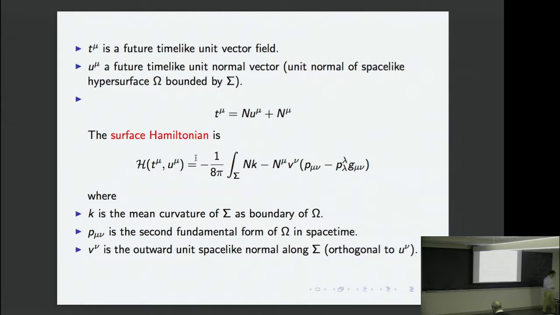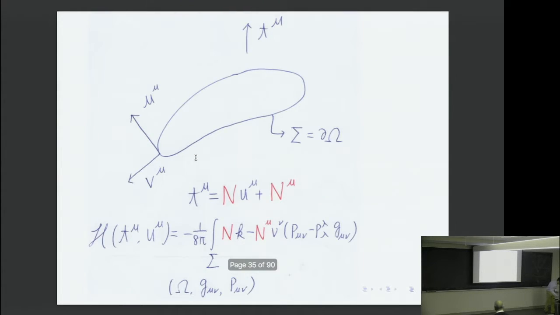So as I mentioned, you actually depend on this T mu and U mu. Maybe let's look at this picture. This is actually better. So it depends on these two vector fields. One is a timelike unit Killing vector field, this is T mu here. Another one is U mu, which is a future timelike normal vector along this sigma here. So the sigma here is the boundary of the space-time domain. You have U mu here and T mu here.